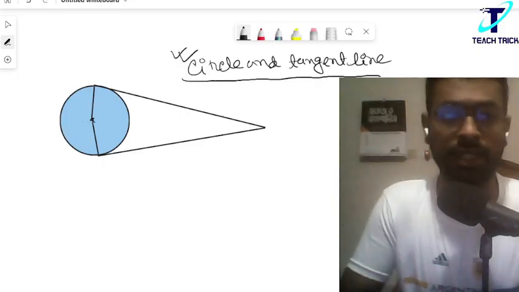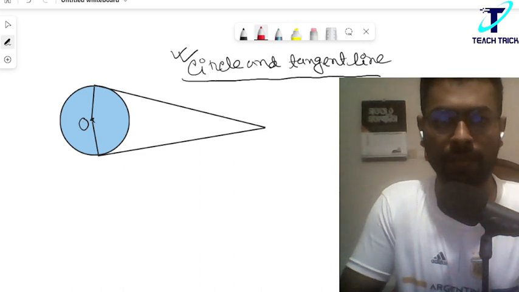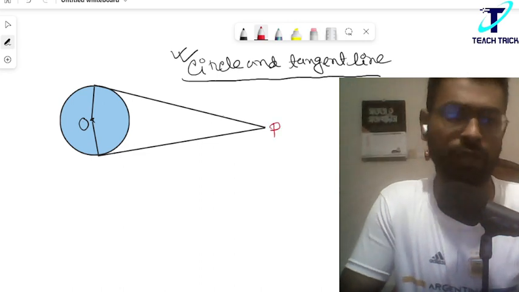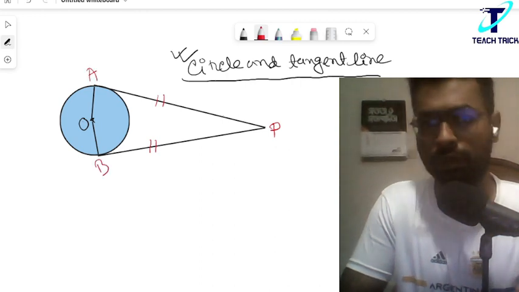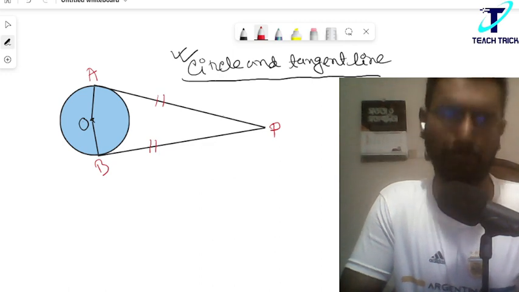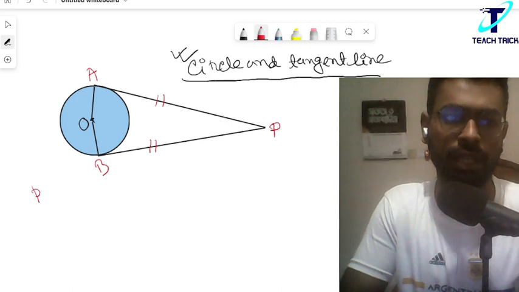Okay, let's consider the center of the circle. The center of the circle we consider O, and we assume this point is P. So here we can see that these two tangent lines touch two points of this circle. We can write A and B. These two tangent segments are equal, so we can write that PA equals PB.